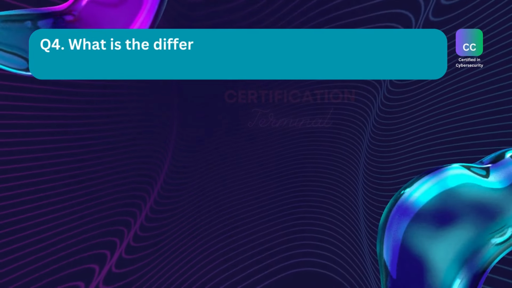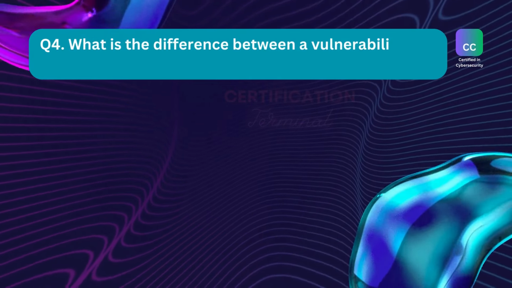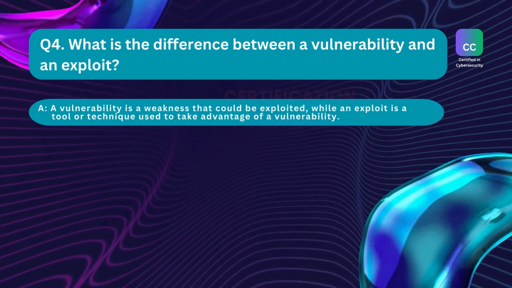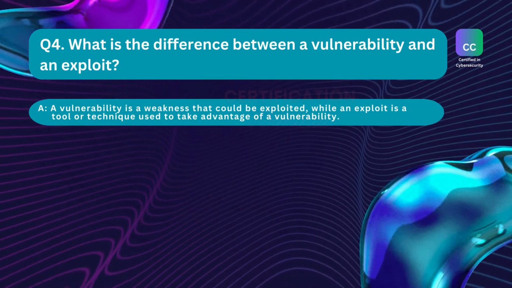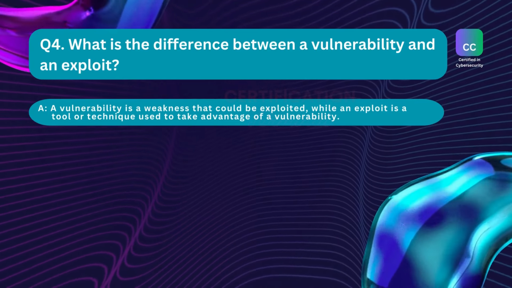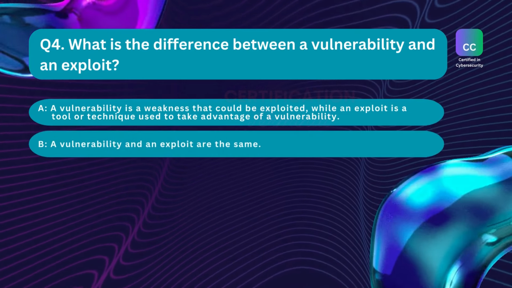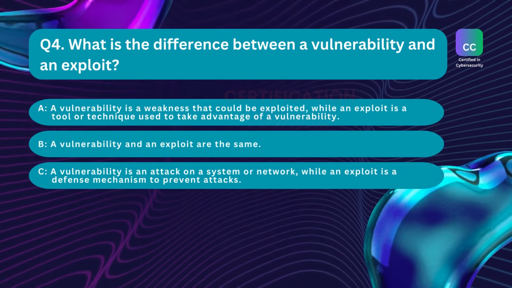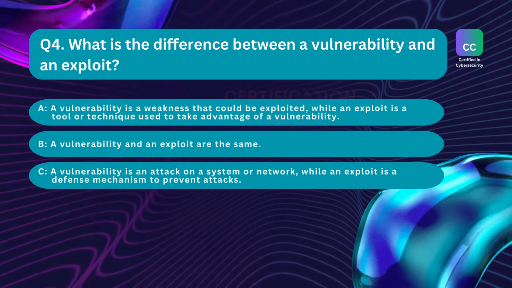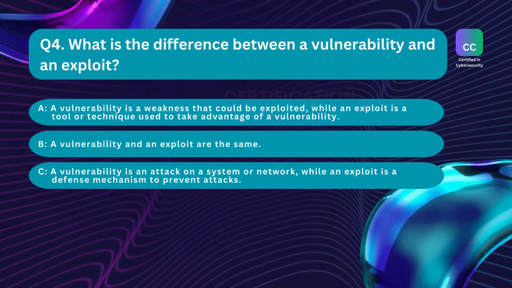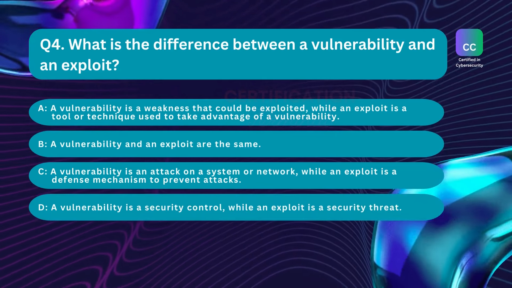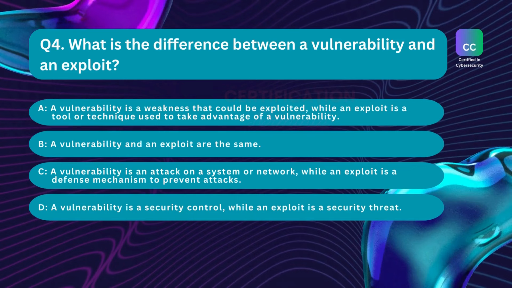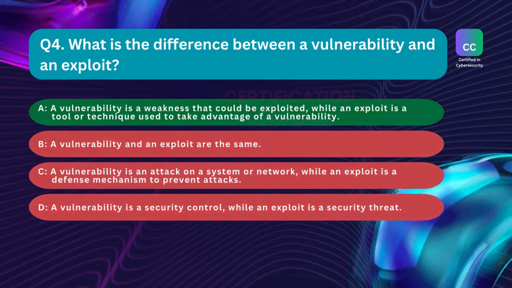Question number 4. What is the difference between a vulnerability and an exploit? Option A, a vulnerability is a weakness that could be exploited, while an exploit is a tool or technique used to take advantage of a vulnerability. Option B, a vulnerability and an exploit are the same. Option C, a vulnerability is an attack on a system or network, while an exploit is a defense mechanism to prevent attacks. Option D, a vulnerability is a security control, while an exploit is a security threat. The correct answer is Option A.